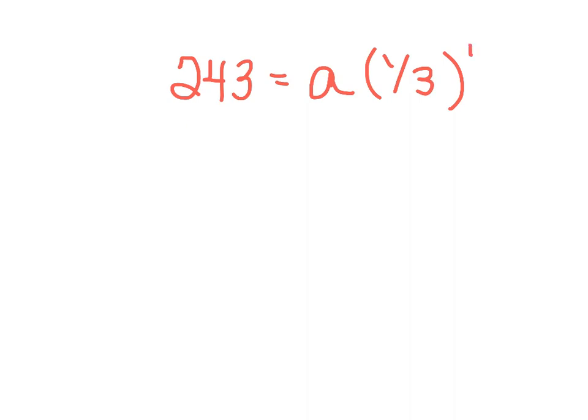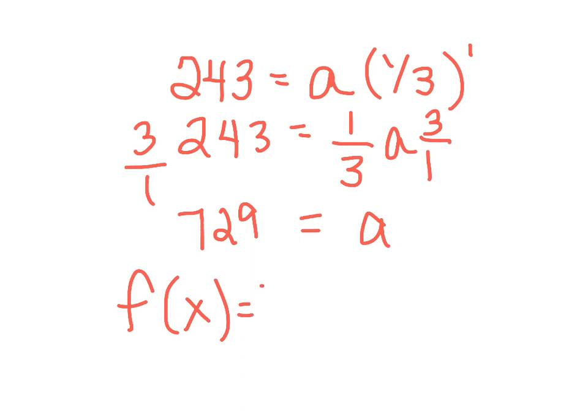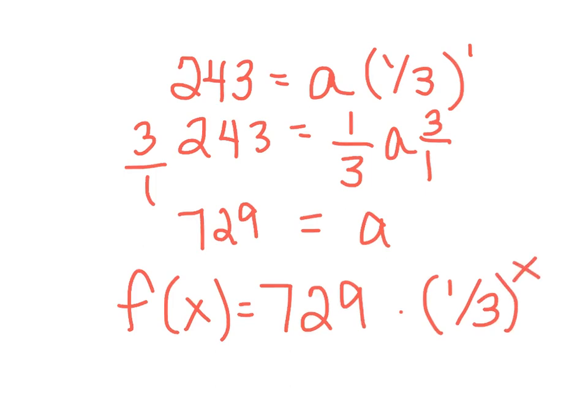And so 243 equals 1/3 a. I like to get rid of fractions by multiplying by the reciprocal on both sides. And so when I multiply by the reciprocal on both sides, I think I get out a 729 if I did everything correctly, which means that my function is 729 times, make sure you put parentheses around your 1/3, to the x.